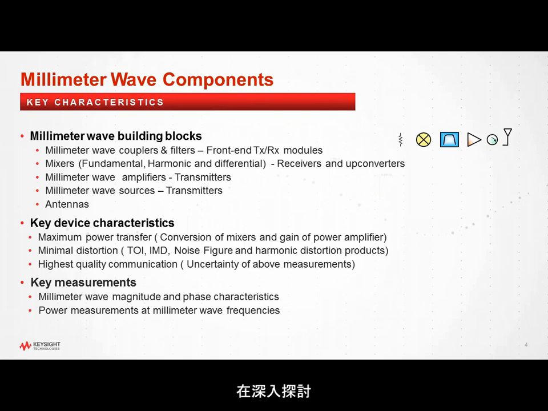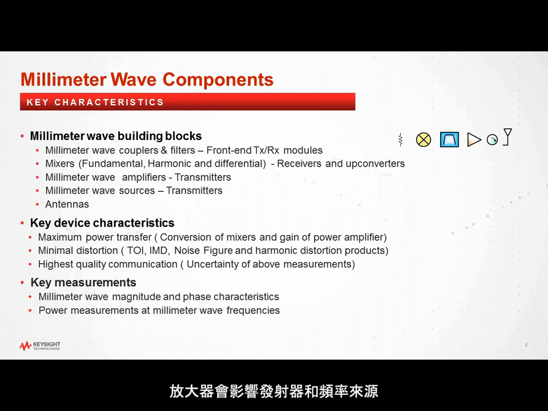Before we dive into the details of the architecture of a millimeter wave solution, let's first consider the key characteristics that are required of the components that are used in the building of these transceiver systems. For instance, if you look at the building blocks, there are things like couplers and filters forming the front end of the TX/RX modules. Mixers themselves tend to be a main component. You look at things like the fundamental conversion, the harmonics, and differential type mixers, with a lot of integration in that area. And so you want to be able to measure that performance.